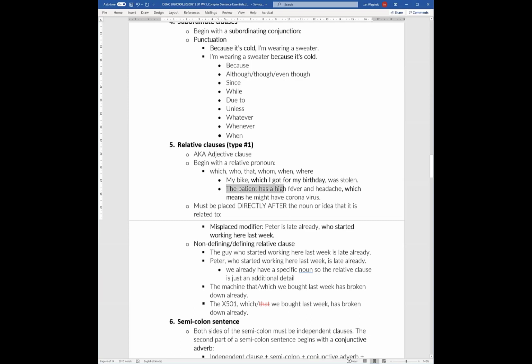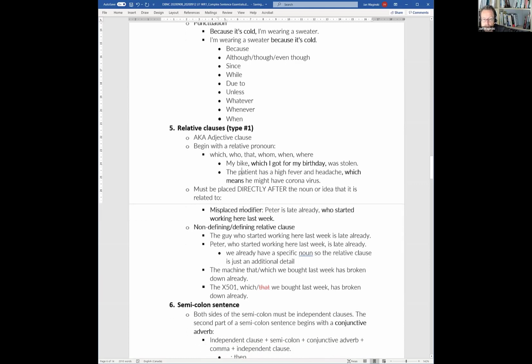The patient has a high fever and headache, which means he might have coronavirus. So this relative clause can describe the entire preceding clause. No problem. If you don't put the relative clause in the right place, it's what's called a misplaced modifier.